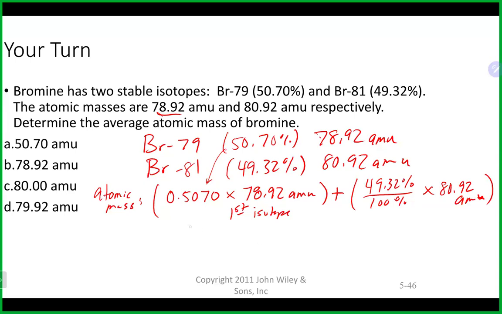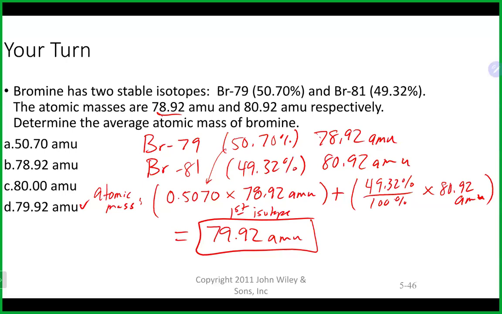And if we do all that and punch that in, it looks like 79.92 AMU is going to be our winner. And that's pretty close to what we see here for bromine, 79.90 in this particular case. Any questions on the calculation there for atomic mass?